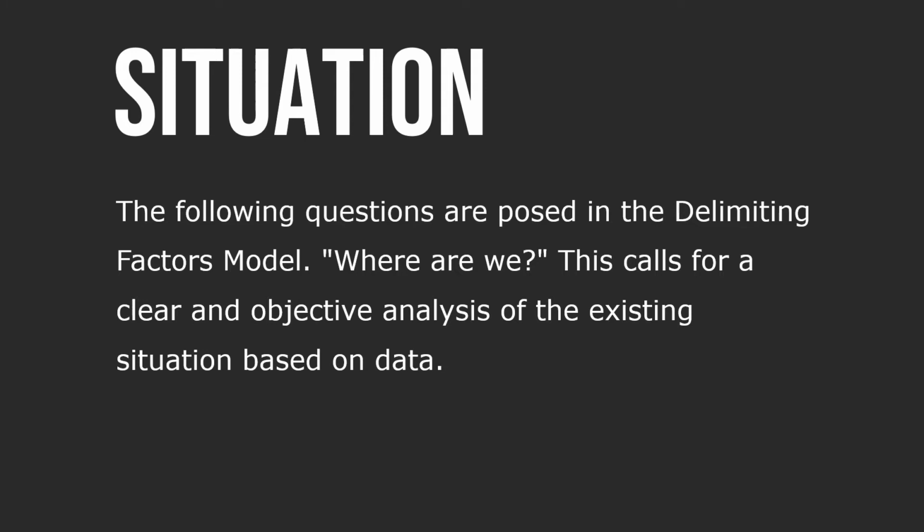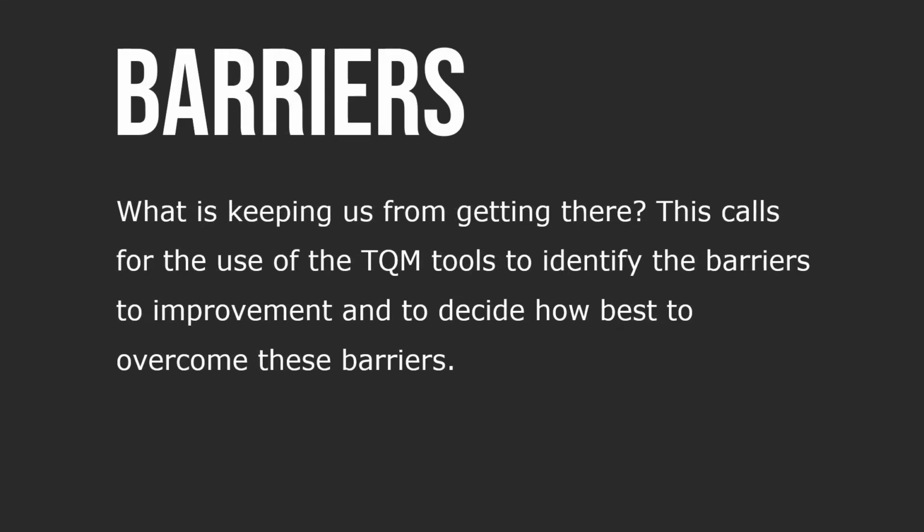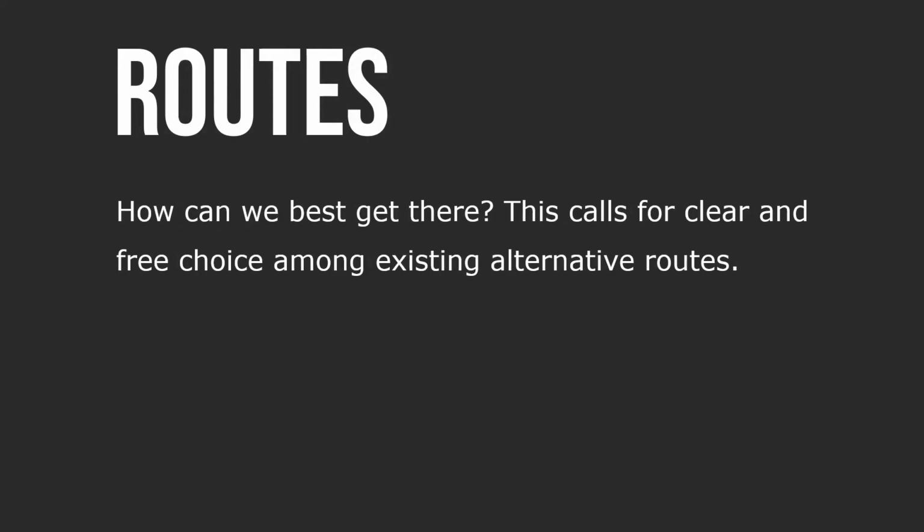Where are we? This calls for a clear and objective analysis of the existing situation based on data. Where do we want to be? This question is future-oriented and allows the targeting of a future state that includes specific goals and objectives for achieving them. What's keeping us from getting there? This calls for the use of TQM tools to identify the barriers to improvement and decide how to best overcome them. How do we best get there? This calls for a clear, free choice among existing alternative routes.